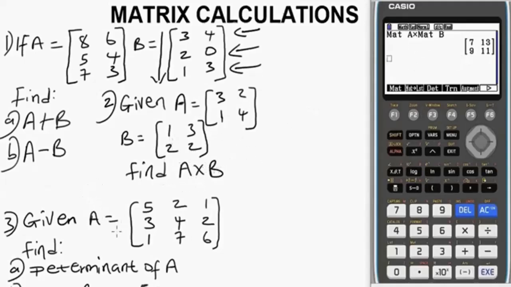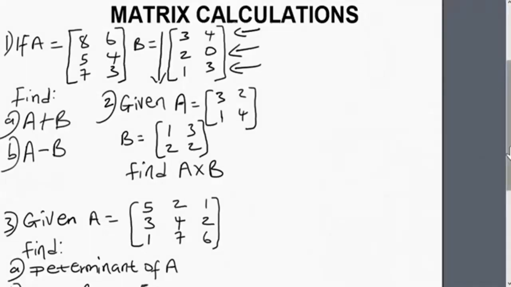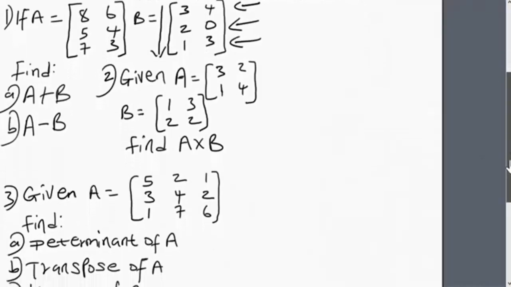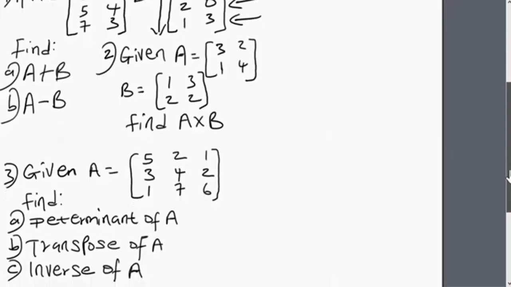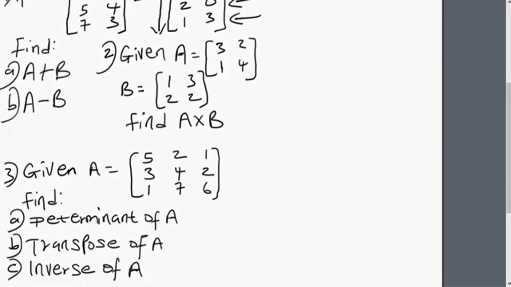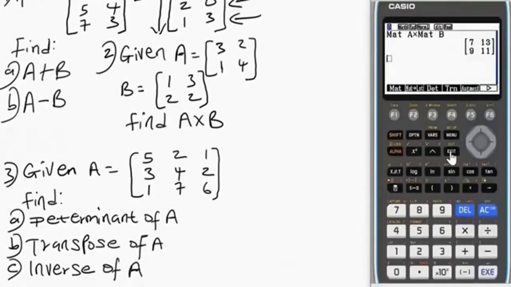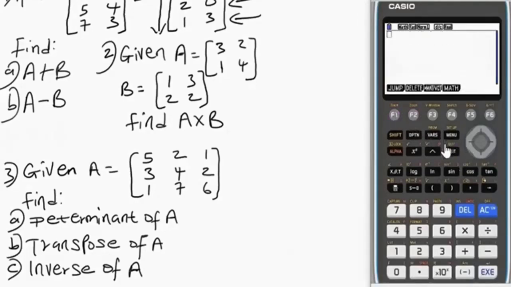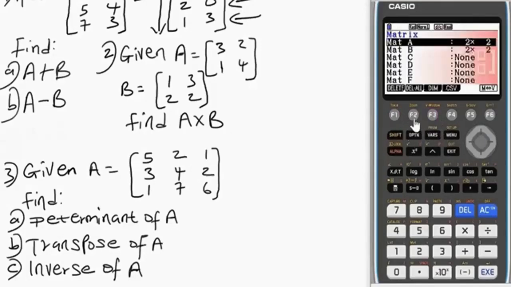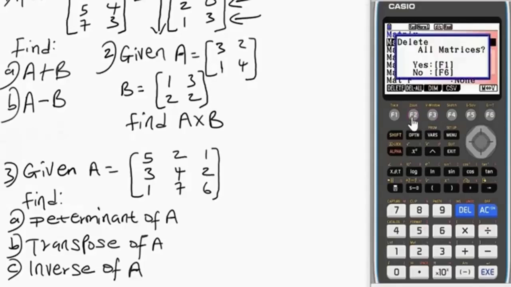Now let's go to question 3. Given A to be this, we have to find the, let me scroll up. Okay, the determinant of mat A, the transpose of A, and the inverse of A. So very simple. Now let's press the exit button and delete everything here. Okay, delete all. Then let's go to mass to vector F3 and delete the order of the matrices here, F2.